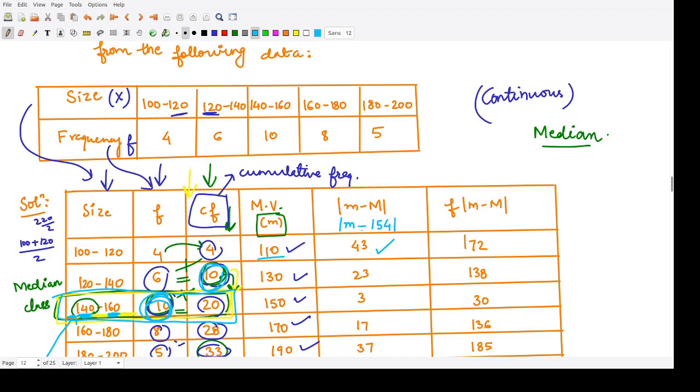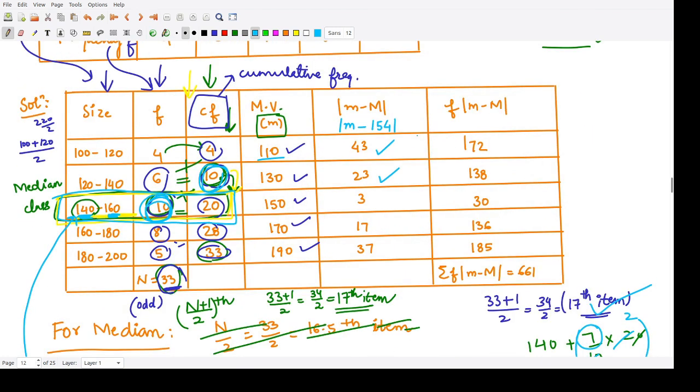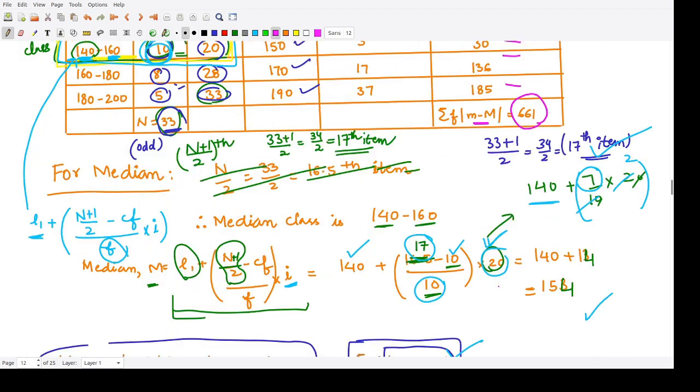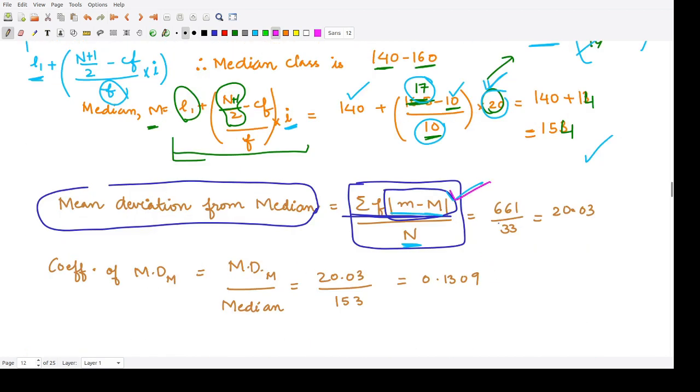Then 130 minus 154 modulus 23 and so on. So this is the value, and then we multiply this whole column with the frequency column. So we obtain this column. These are the values corresponding to each entry. Then we add up all of this. So we have 661 as summation f modulus of m minus M1. When you substitute it here, you have 661 and the value of N here is 33. So when you divide, you have 20.03. So this is the mean deviation about median.